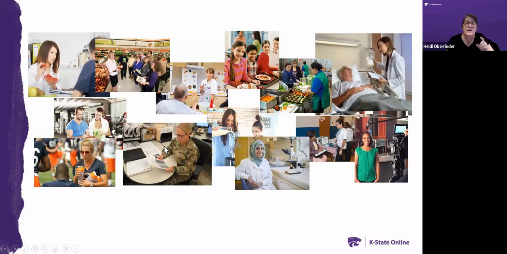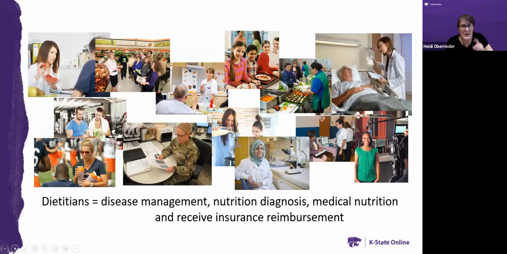What will differ is what you're able to do. Because as I said earlier, dietitians are the only ones that can do disease management. They can help a person with their celiac disease, excuse me, or their diabetes. But dietitians also do something called a nutrition diagnosis. So doctors actually do the medical diagnosis, and then dietitians do the nutrition diagnosis. And nutritionists can't do that. And again, we're the only ones that can submit as a healthcare provider and submit to insurance to be reimbursed.